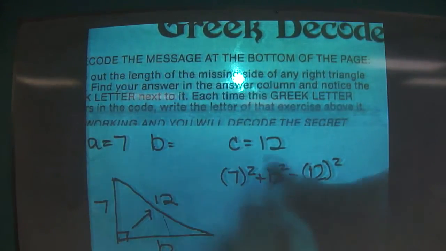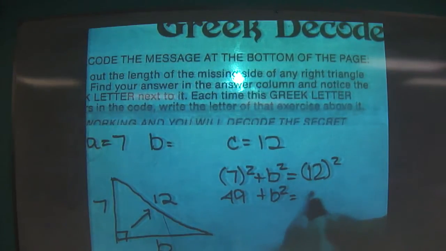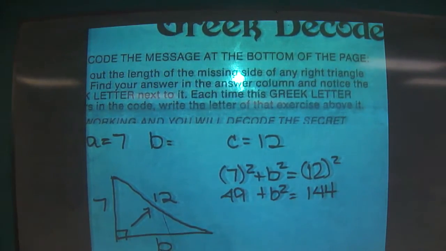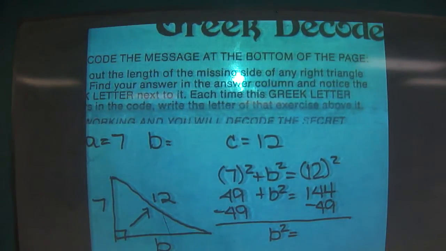So what's 7 squared? 49. 49 plus B squared equals 12 squared, which is 144. What do I do to isolate the variable expression B squared? Subtract 49 on both sides. So what does B squared equal? 95.